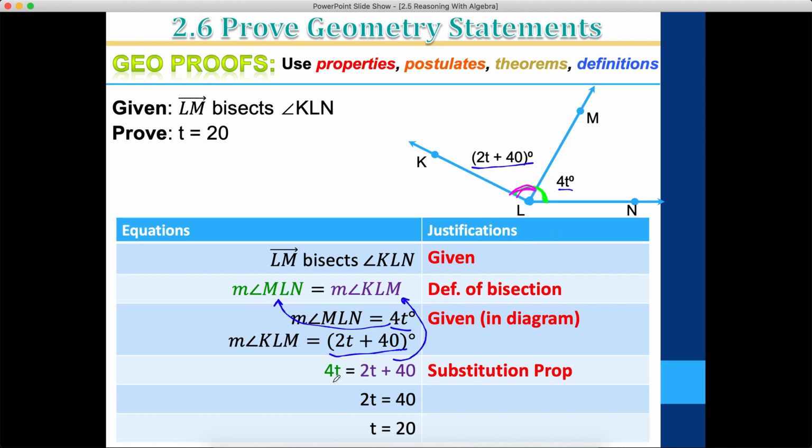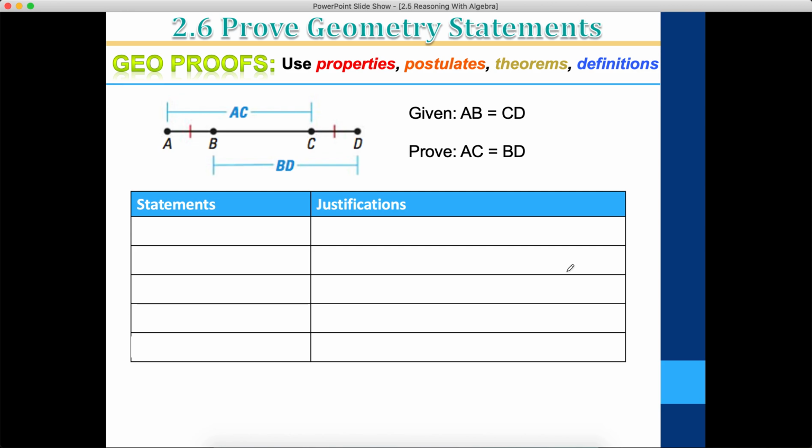So from here, how do I get from 4t equals 2t plus 40 to the next line? It sure does look like I just subtracted 2t. And now we're back in algebra world, where we can say that that's the subtraction property. And then to get from the second to the last line, you divide by 2, which is the division property.